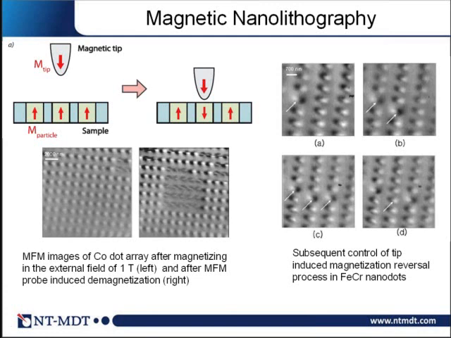And you see here, on the left of the picture, these dots which are magnetized just by an external magnetic field of 1 Tesla. And after that, using the magnetic tip, you can change the magnetic states of these dots locally. You see here that single dots can be remagnetized, or even a large area, and in such a way you can make magnetic nanolithography.